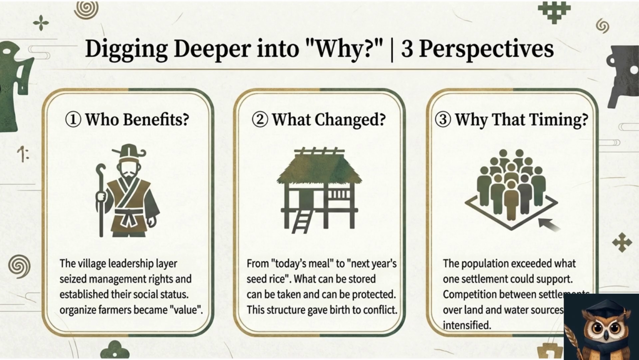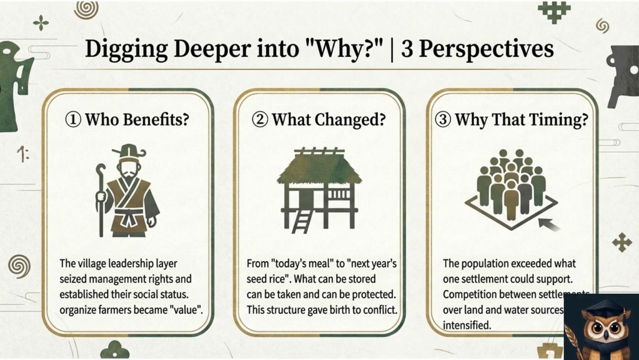The granary changed everything. Something that can be stored can be planned for. Something that can be planned for can be invested in. And, crucially, something that can be stored can be taken by force, and can be defended. The moment food became storable, it became property. And property is worth fighting over. This structural shift, from today's meal to next year's seed, is the psychological and economic root of conflict.